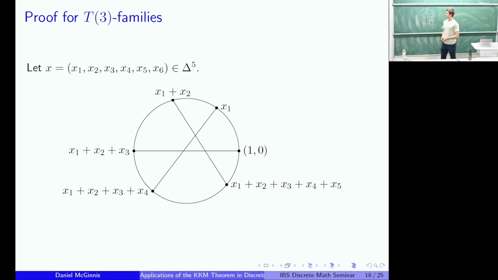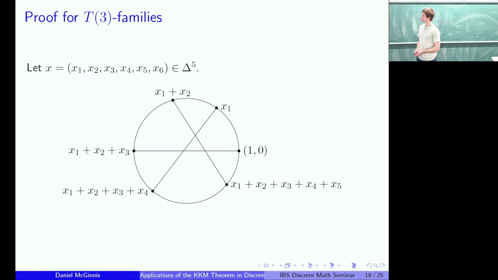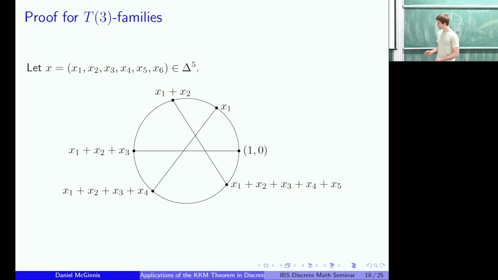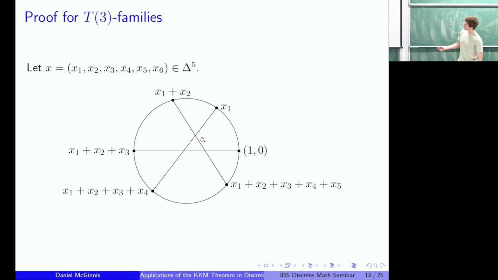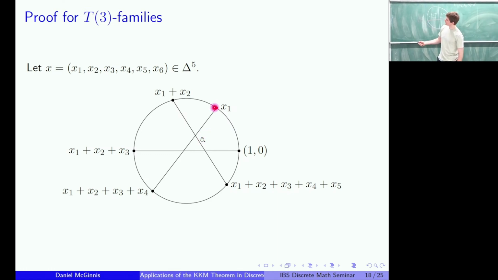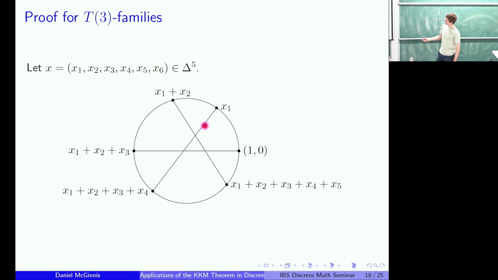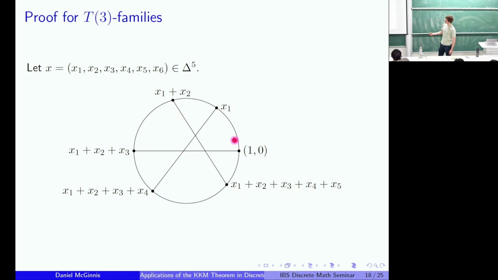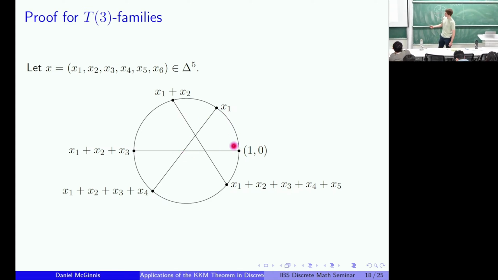And then here the regions are defined similarly. So the region R1 will be defined as this wedge between x1 and 1, 0. So it'll be like this wedge here. R2 will be this wedge here. R3 will be this wedge here. In particular, some of the regions are not disjoint, so some of the regions will intersect, but that's okay.